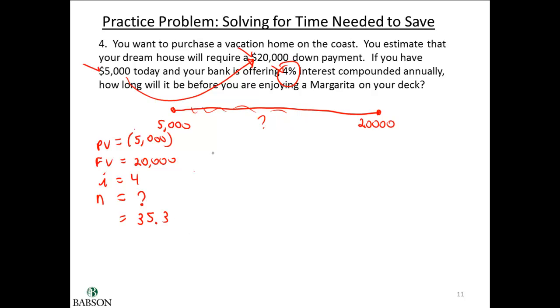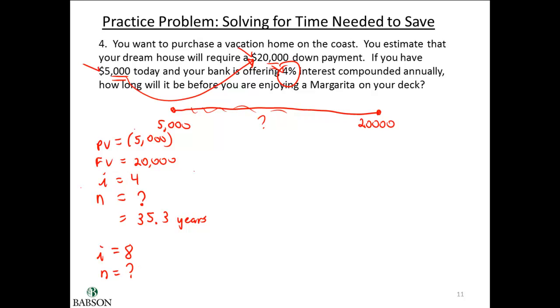It will take you about 35 years for that $5,000 to grow to 20 at 4% interest per year. Long time. So let's say you don't want to wait that long. So what you want to do is try to find a mutual fund out there. It might be a little risky, but on average it might earn 8% per year. So I'm changing the problem, and I'm going to change I to 8 and then recalculate what N is.